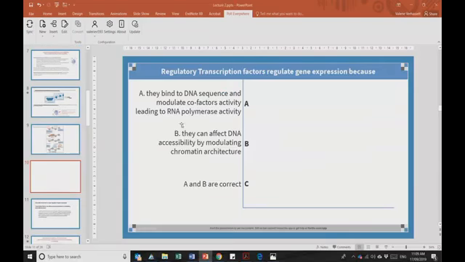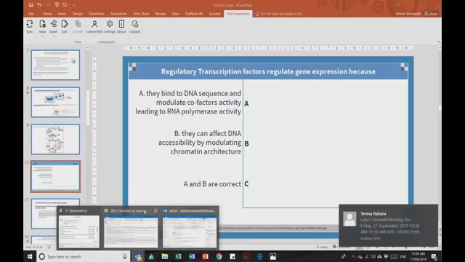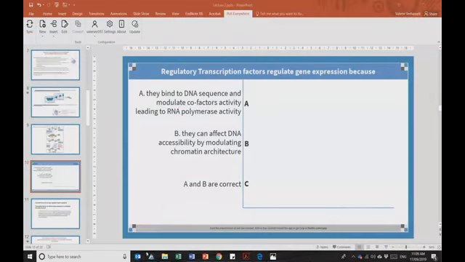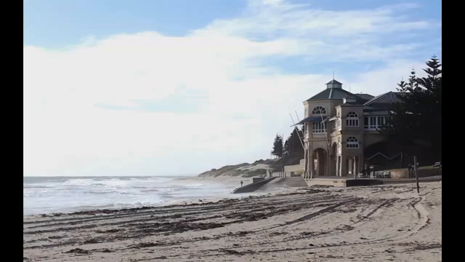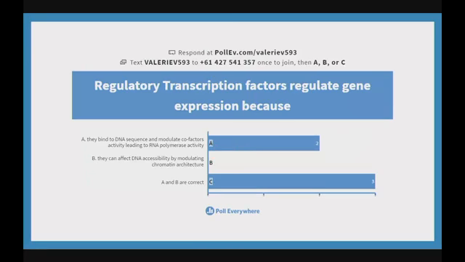I don't know why I need to move. Yeah, so you see my email. Maybe I will close this down. Okay. So how do the transcription factor do that? Sorry for the technical point.